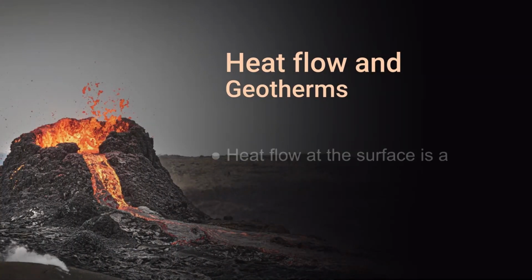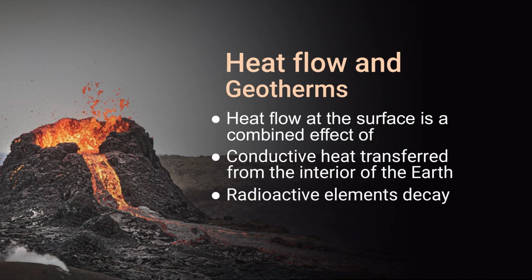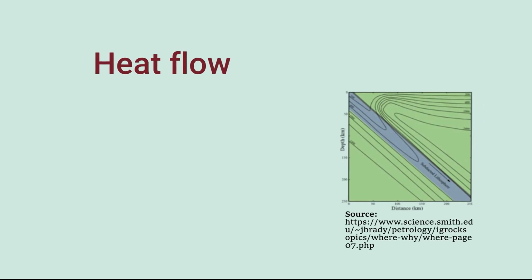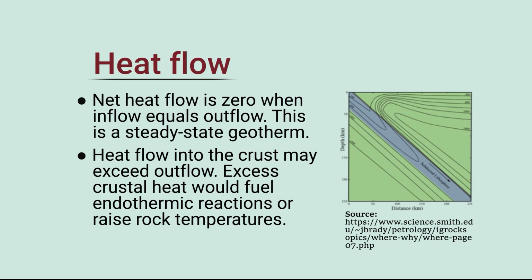Now, heat flow at the surface is a combined effect of three factors. From where does the heat flow occur? One is conductive heat transferred from the interior of the earth. Second is, you are aware, there are long-lived radioactive elements which decay and that causes the heat transfer. And the transfer occurs through the process of convection, the mantle convection. So this is the relationship of how the heat flow and geotherms are related.